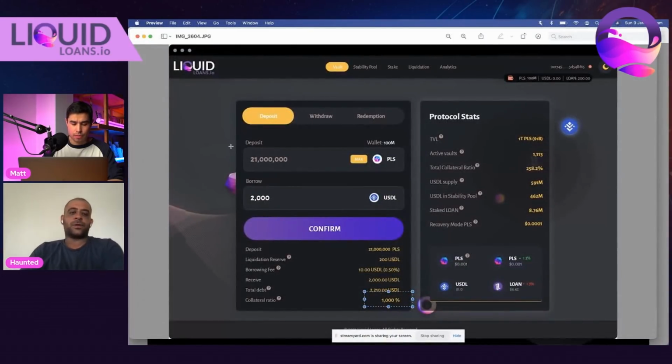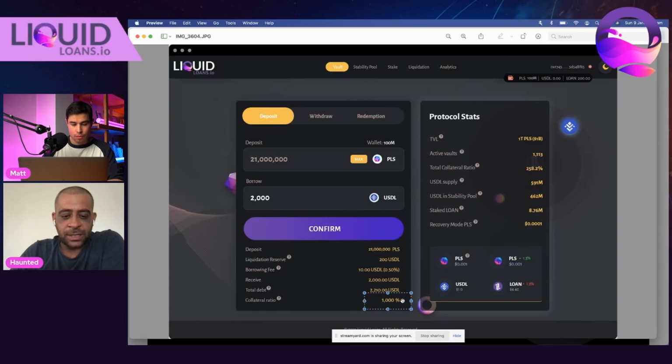Yeah, so this is what the front end would look like. And what I wanted to show is this is the most important part here. It doesn't matter how much you have in your vault. It doesn't matter what you want to do. This is the percentage that you want to see.